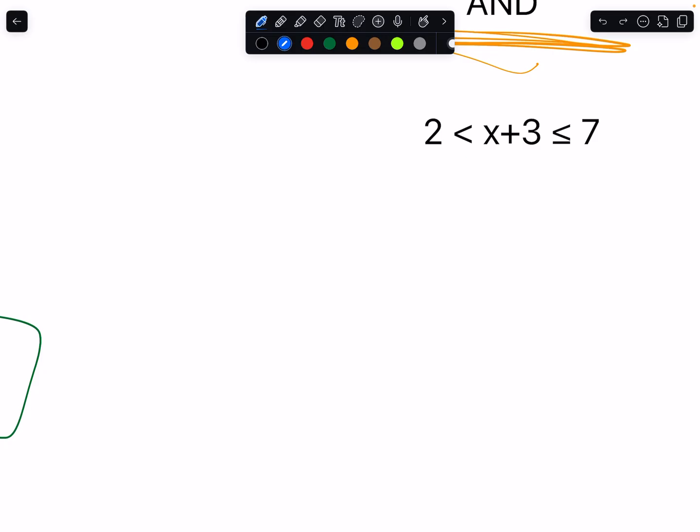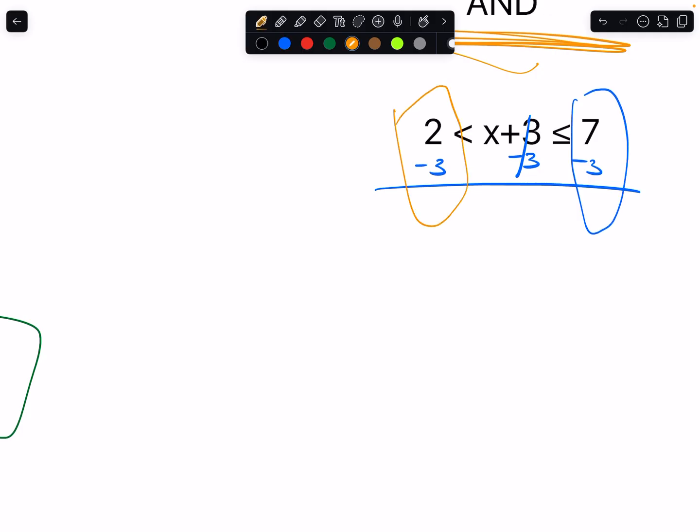I'll show you. Here, we want to get x by itself. So the best way to get x by itself is to first minus 3. But where else are we going to minus 3? We're also going to minus 3 on the 2 side and on the 7 side, because minusing 3 does not only affect just the 7, it also affects the 2. 2 minus 3 is -1, x, 7 minus 3 is 4.